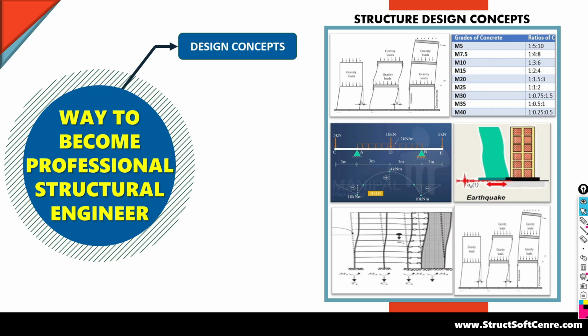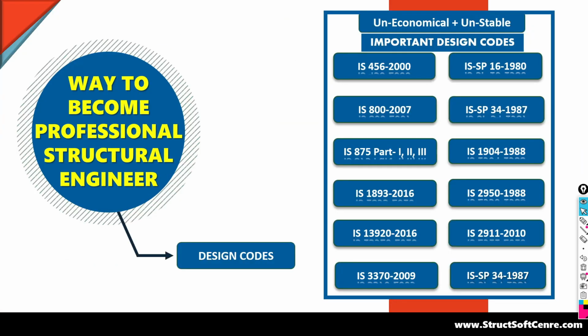And the third important requirement is the design code. Without following the design code, you cannot design the structure as stable. You cannot design the structure as serviceable. You will not be able to design your structure as economical. If you design your structure without following the IS code, you will end up with an uneconomical design, an unstable design, and your serviceability will not be effective. We cannot rely on the serviceability of your structure.